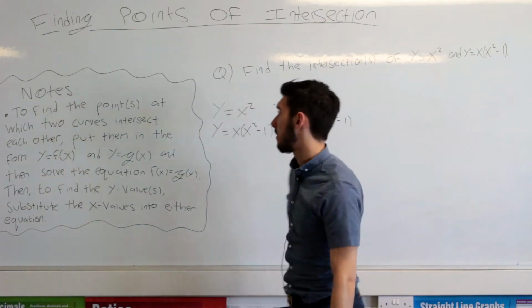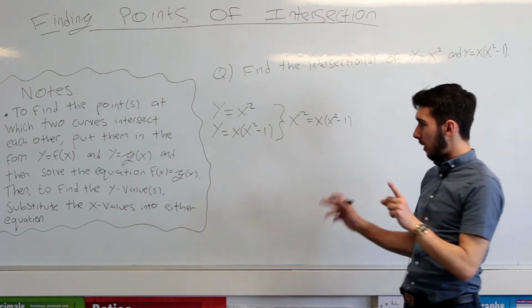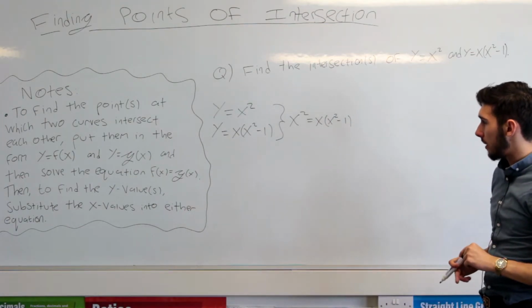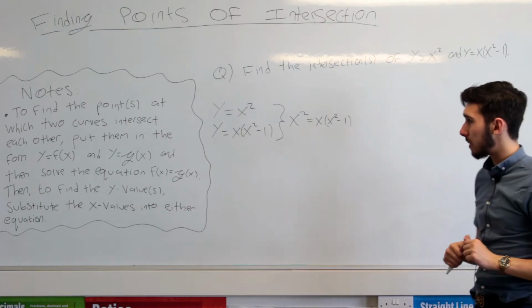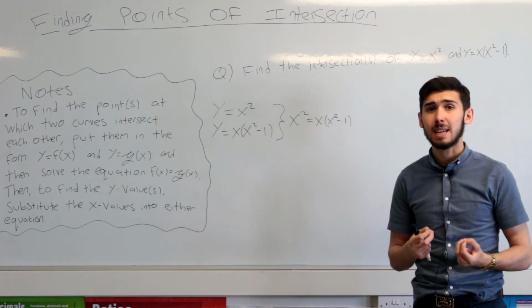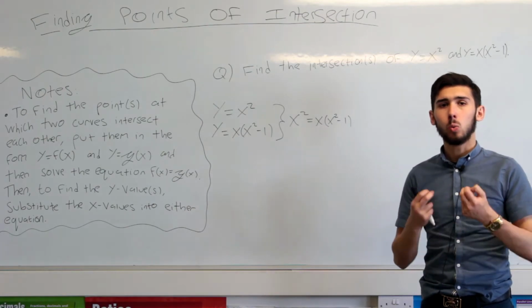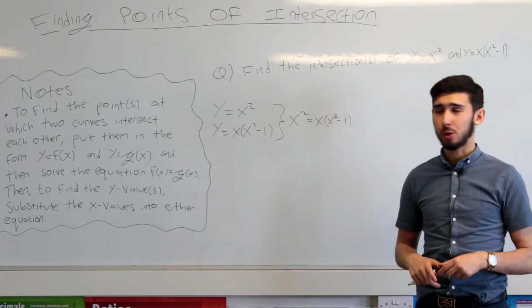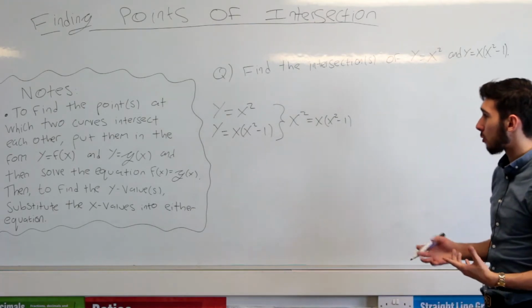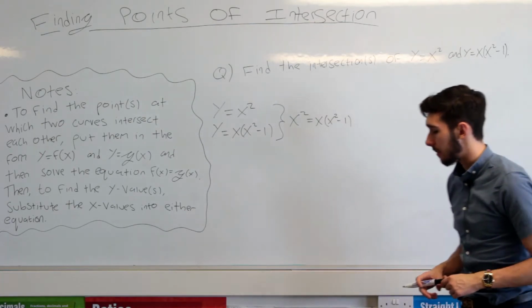So, now here's one thing as well, okay? The reason why we can set them equal to each other as well is because they share the same y coordinate when they intersect each other. They also share the same x coordinate, okay? So that's another reason why we can set them equal to each other, okay?